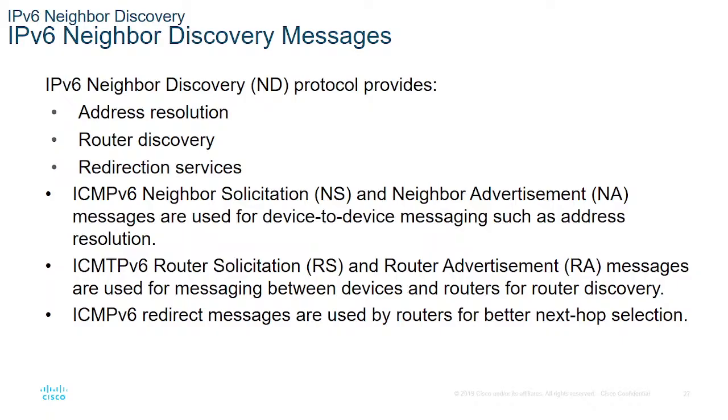And lastly, we have the ICMP version 6 redirect messages. These are normally used by routers for better next-hop selection. So routers are also able to discover each other and discover which are the better routes they can use. With IP version 6 redirect messages, routers will use them to select the next hops, that is, the next routers through which they can send traffic.